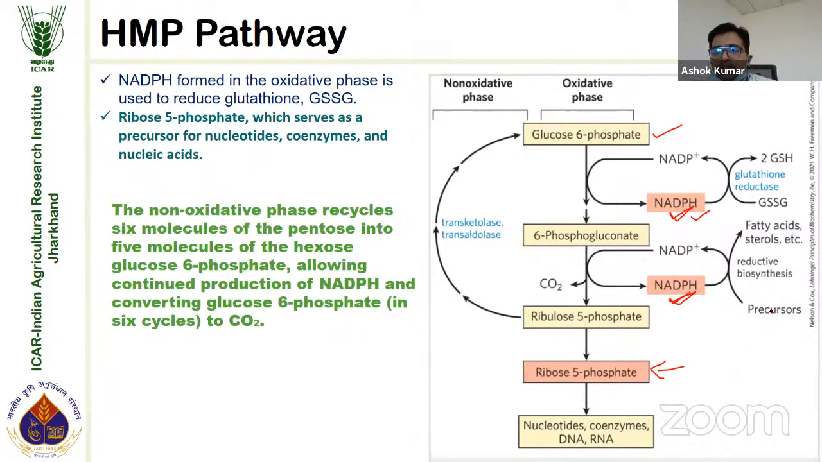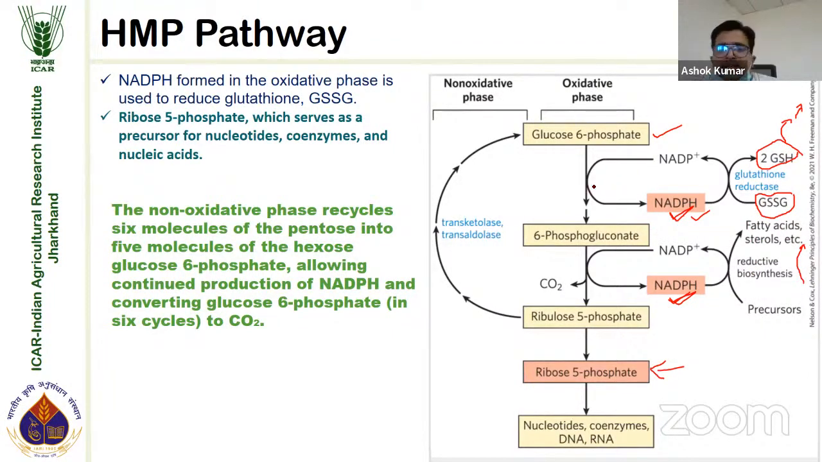So you see, this NADPH will be acted on by glutathione reductase, so this reducing equivalent will be generated. This reducing equivalent will be used for reductive dehydrogenation processes in cellular biosynthesis, and various precursors can be reductively biosynthesized into various essential metabolites.